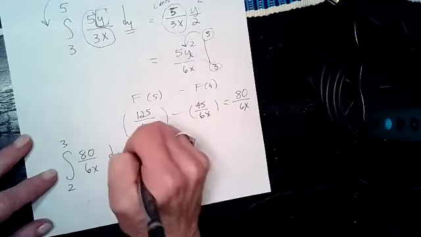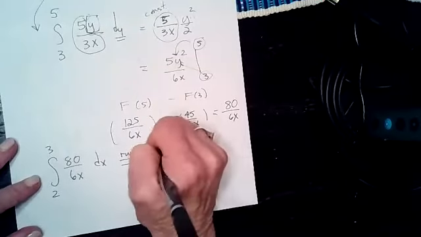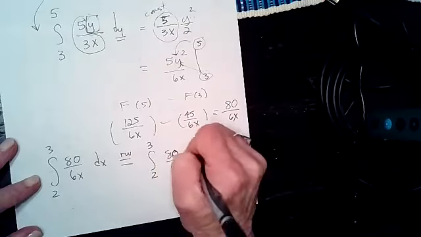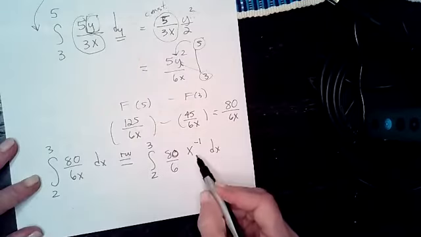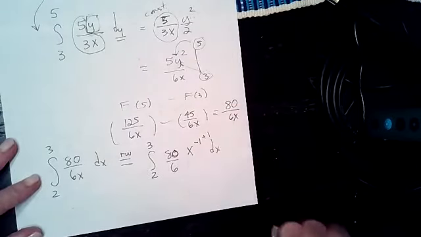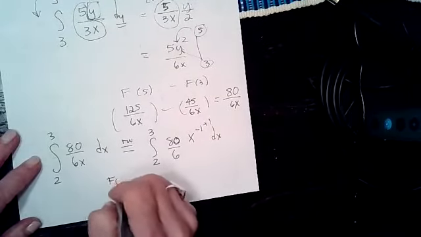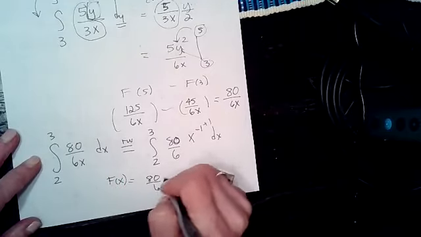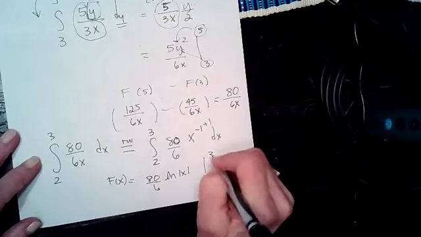So I have to rewrite this as 80 over 6, right? X to the negative 1, because I have to bring that x up. Okay, so what happens when I add 1 to the exponent? I get 0 divided by 0. So what is my antiderivative with respect to x? It's 80 over 6 times the ln of x from 2 to 3.